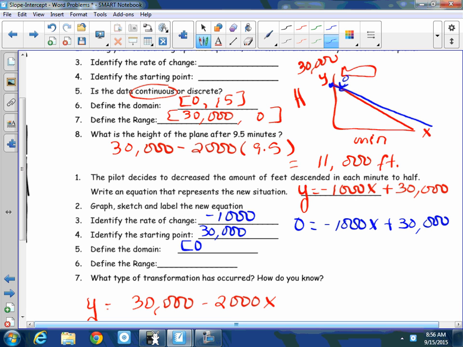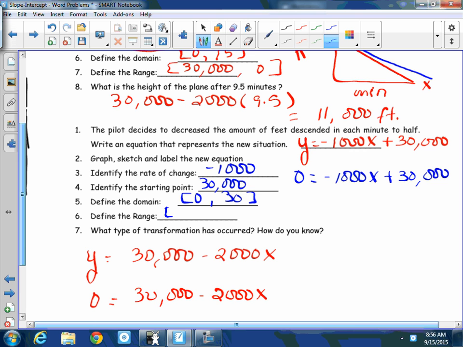30 minutes. Does it make sense that it was 15 on the other one and 30 right now? Yes, because then it's half of it, which means the time will be more, because now the plane is descending at a slower rate. So it would be 30. Good job. Now, what about the range? Will the range change? No, because you still want to go from 30,000 to 0.